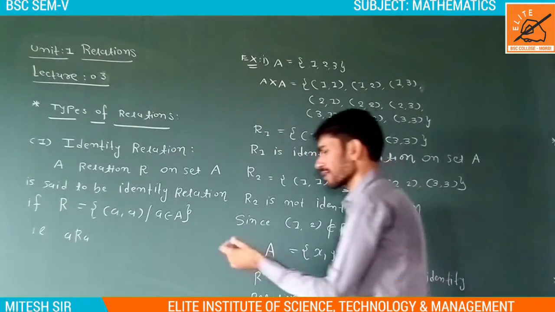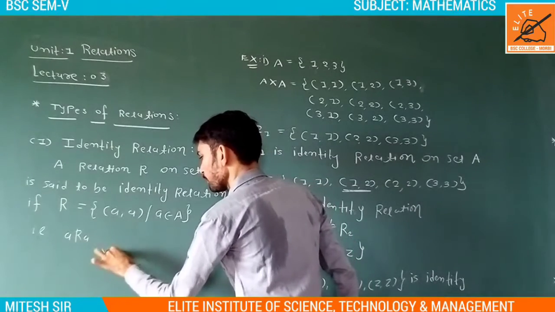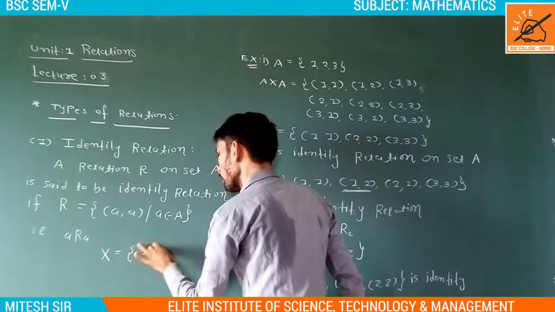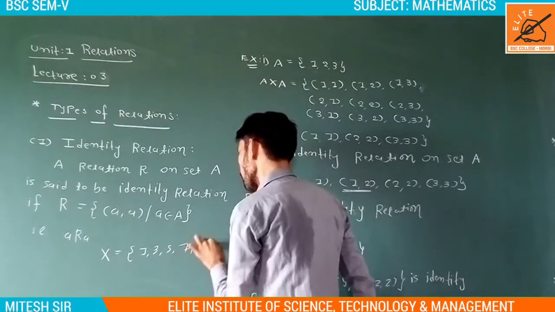Suppose you are given the set x is equal to 1 3 5 7 9.